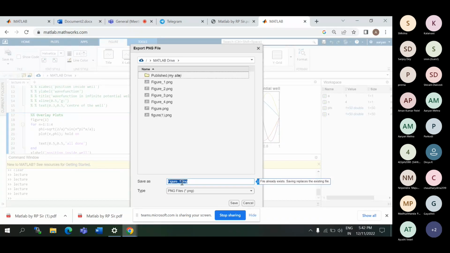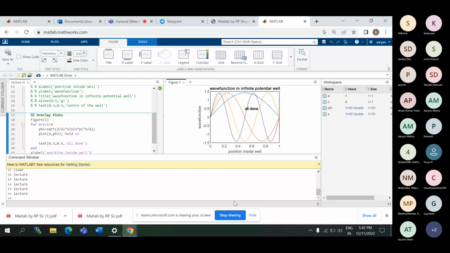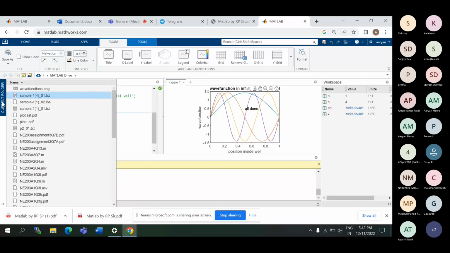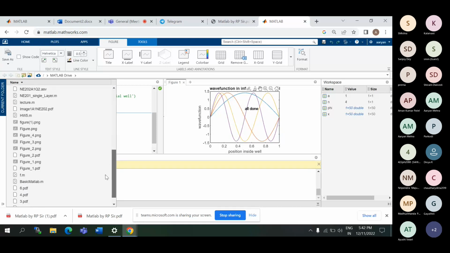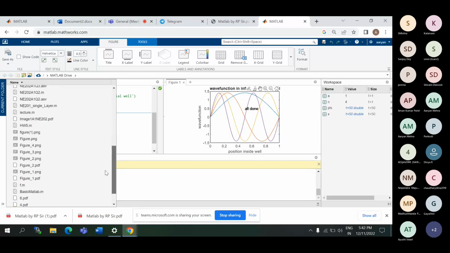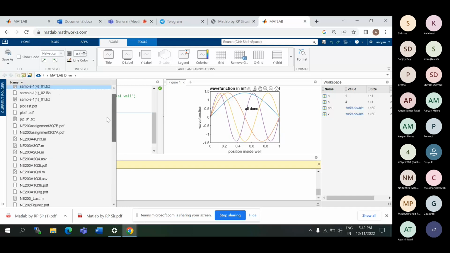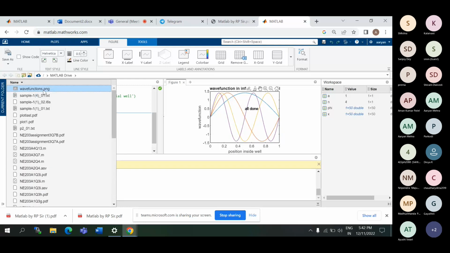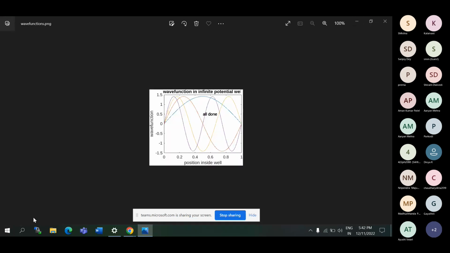Now you can give some name to this image. Let's say wave functions. Okay, and you save this. Now where is it saved? It is saved in the current folder. If you click on this current folder, you will see your file. Somewhere here you will see wave functions. Yeah, it's here at the top. You can download this if you want. Download this and open this image on your computer. You can see the very beautiful image.